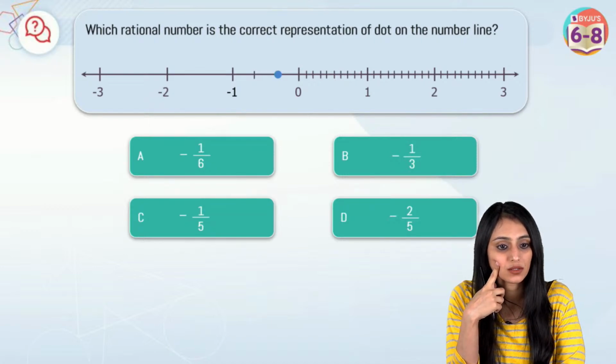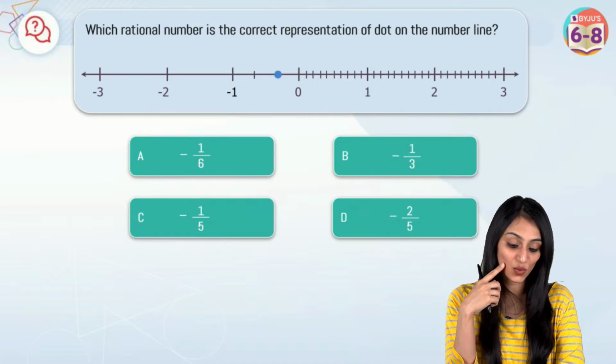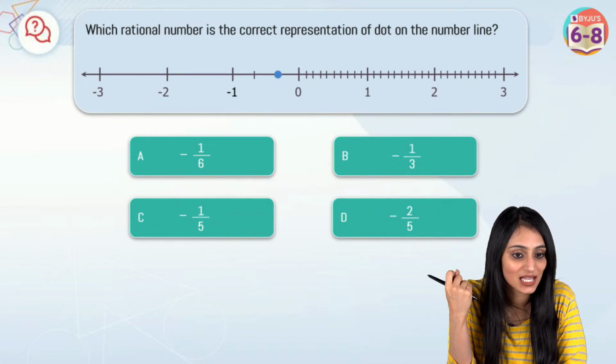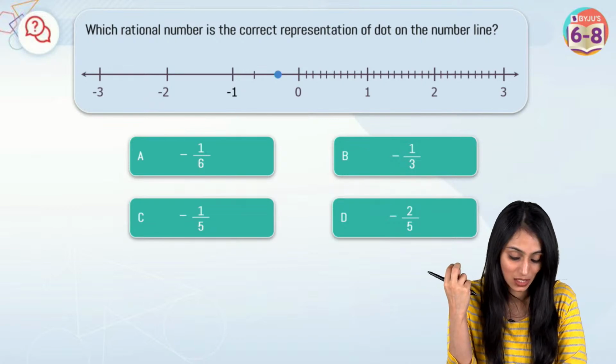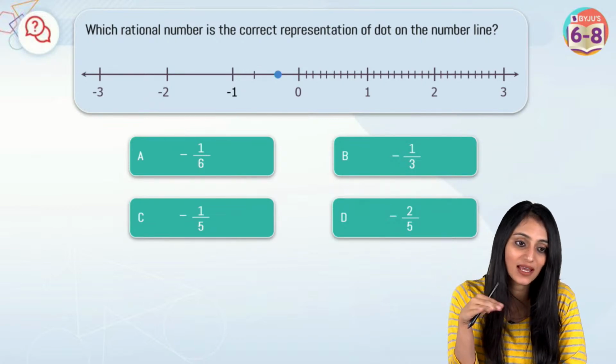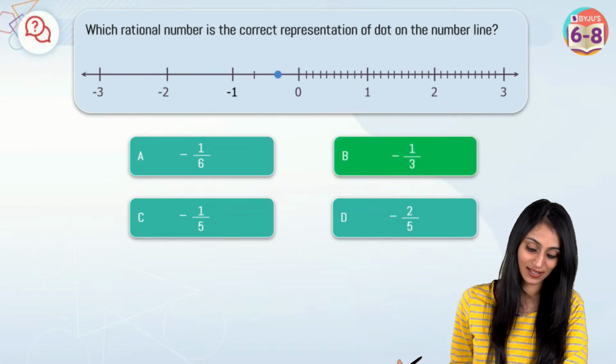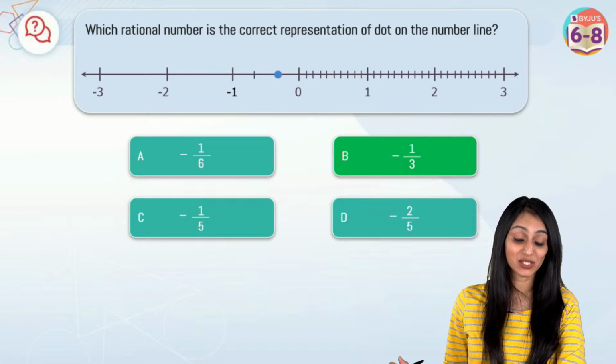Ma'am, no poll was there. That's okay. You can give your answers in the comment section. This is like a poll only. Yes. Sweta says it's B, which is minus 1 by 3. Everyone is saying minus 1 by 3. Okay, so we have the answer. Let's see what the correct answer is. Absolutely. It's minus 1 by 3.